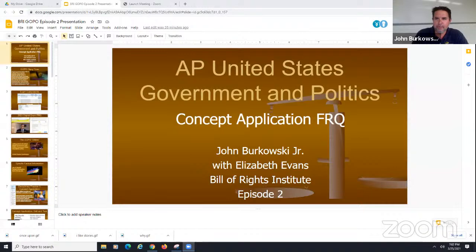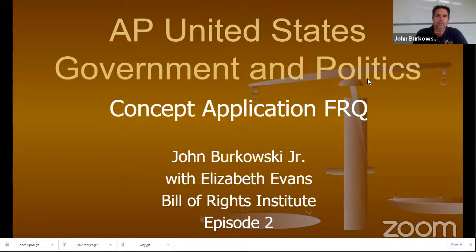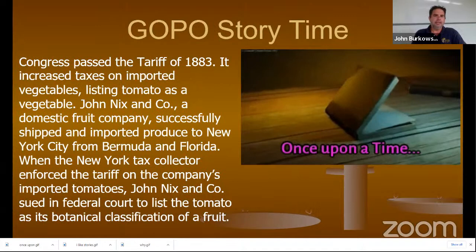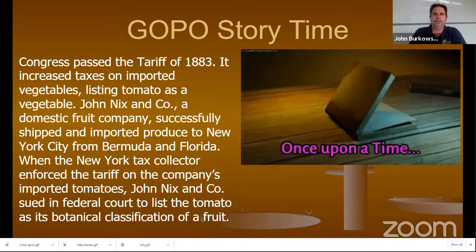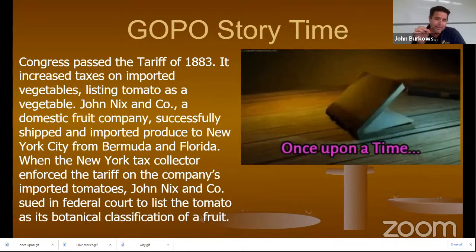Yes, the concept application. This is going to be the number 1 FRQ that you'll see on section 2 of your AP Government exam. But before we dive into this, let's all hear a story. Think about the questions that you see in the chat related to this story. So once upon a time, Congress passed the tariff of 1883. It increased taxes on imported vegetables, listing the tomato as a vegetable. Now, we know a tomato is technically a fruit, but government.